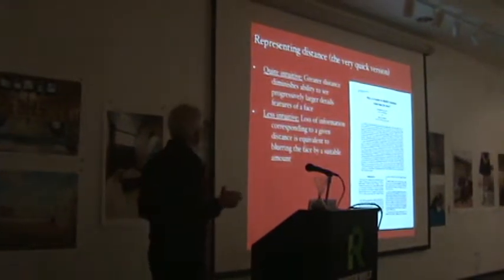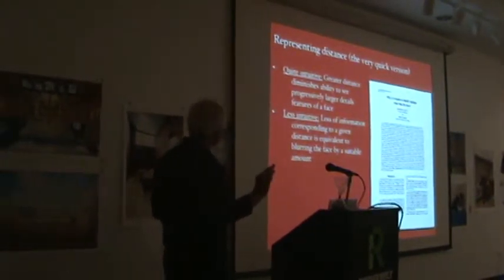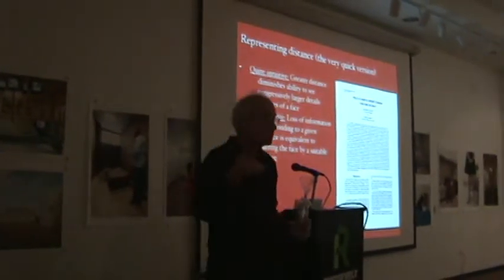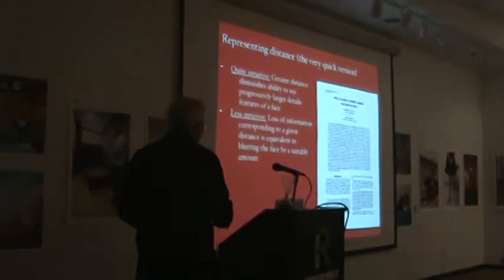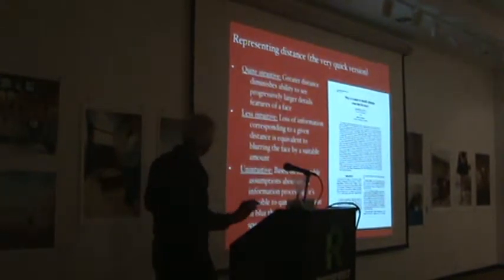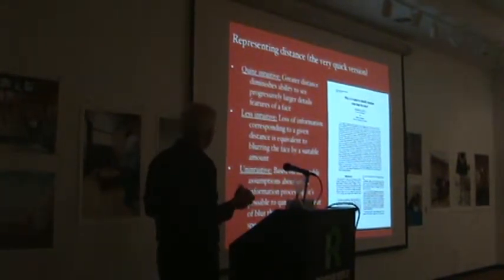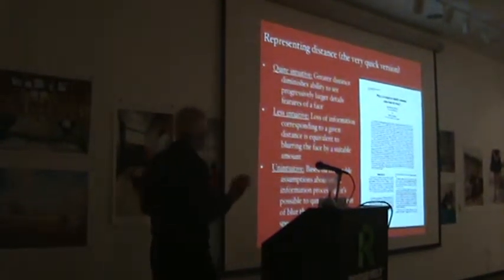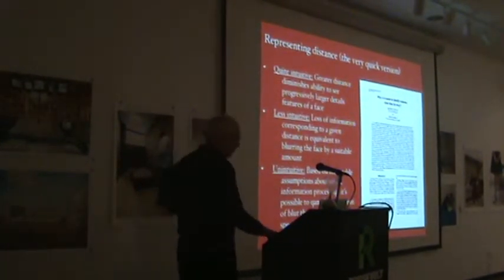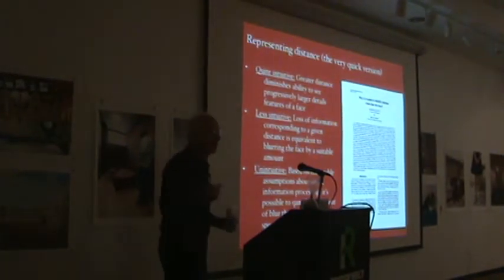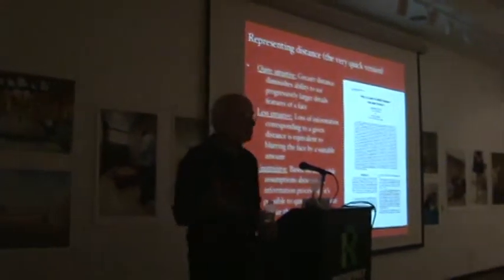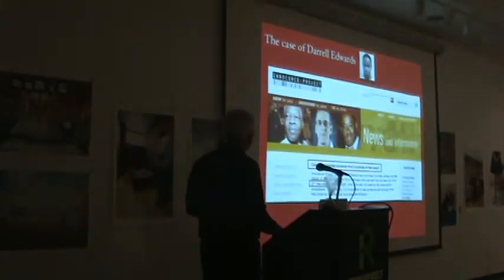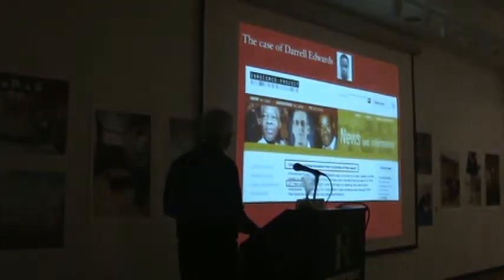It's a little less intuitive that this kind of loss of information that corresponds to a given distance is literally equivalent to blurring the face by a suitable amount. It's probably unintuitive that based on reasonable assumptions about how visual information processing works, it's possible to quantify the amount of blur that corresponds to a specific distance. So that's what the Innocence Project asked me to do for them in this case, and that's what I did. The distance was 271 feet away.